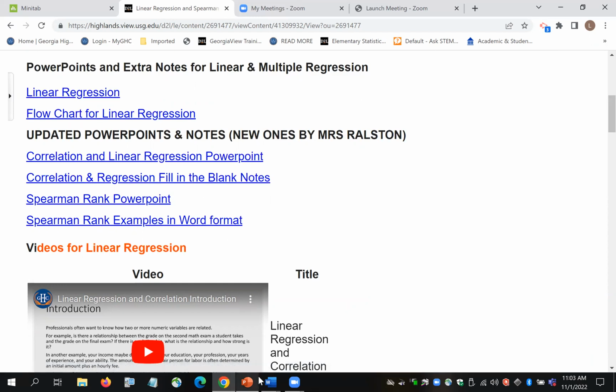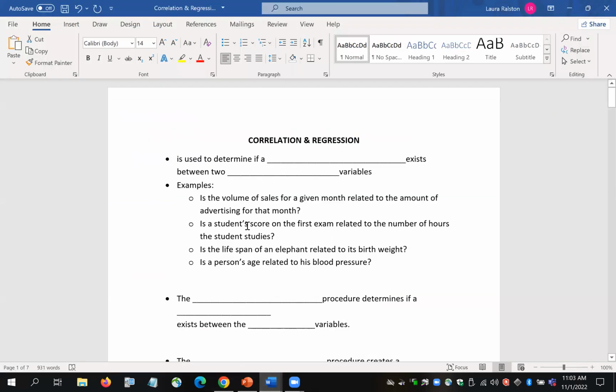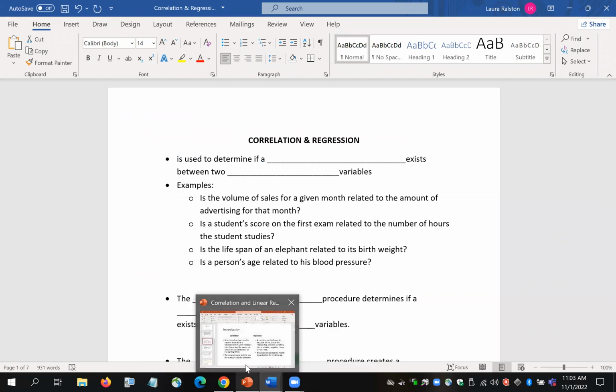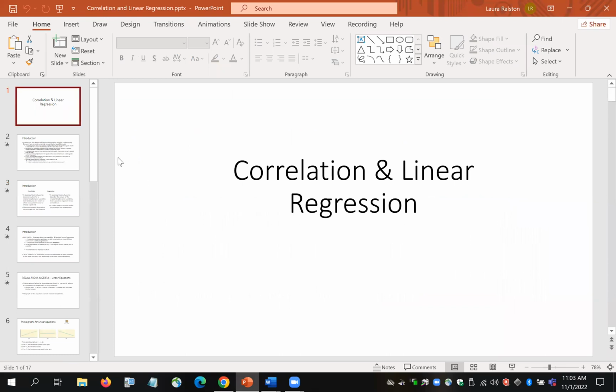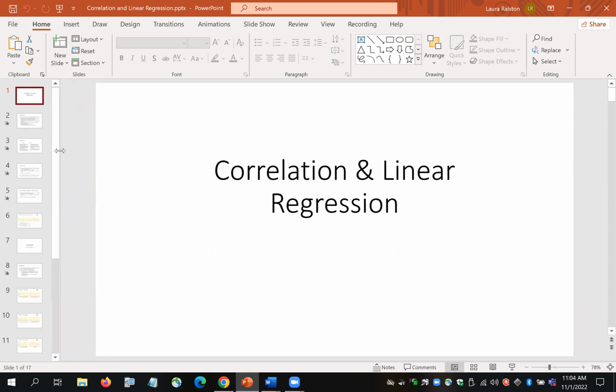And so I'm going to really toggle between the PowerPoint and the fill-in-the-blank notes. So I hope you maybe have printed them off or have access where you can fill in the blanks as we go. But I'm also going to move between those notes and the PowerPoint related to correlation and regression. So if we're going to spend some time talking about correlation and regression, we need to have an idea what we're talking about.